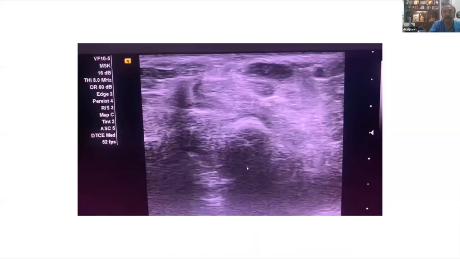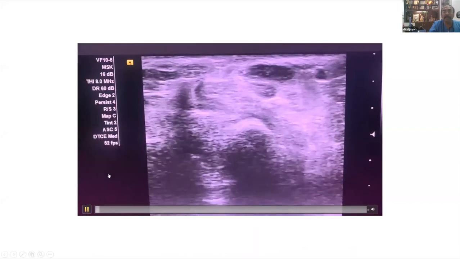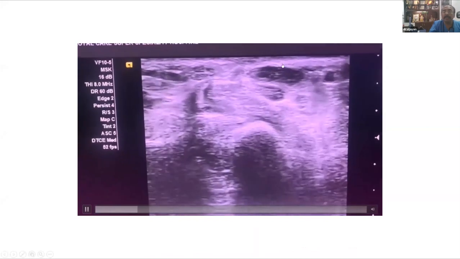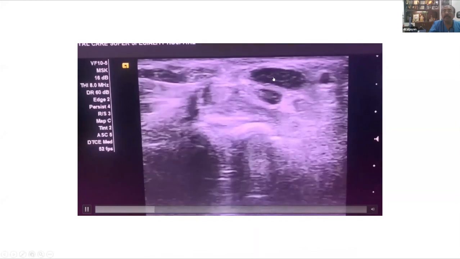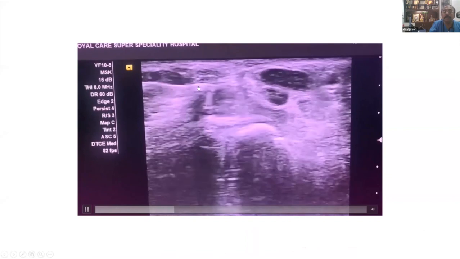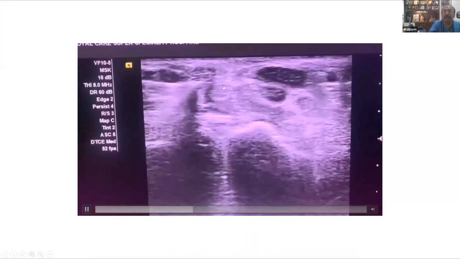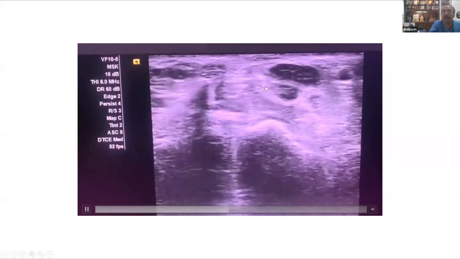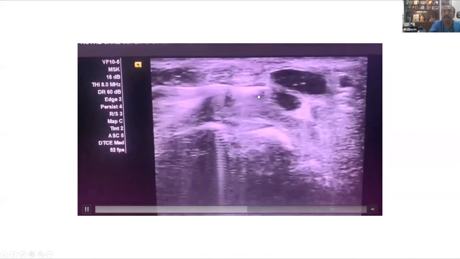Another technique is guided injection. This is a video to visualize the median nerve. This is the median nerve. You can see the honeycombing, the honeycomb structure of the median nerve, very clearly. You can see as I pass the needle towards the median nerve, and you can inject all around the median nerve. The others are the flexors.